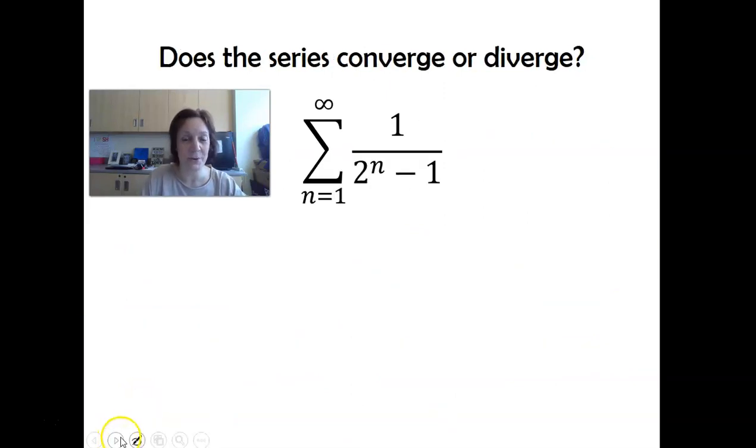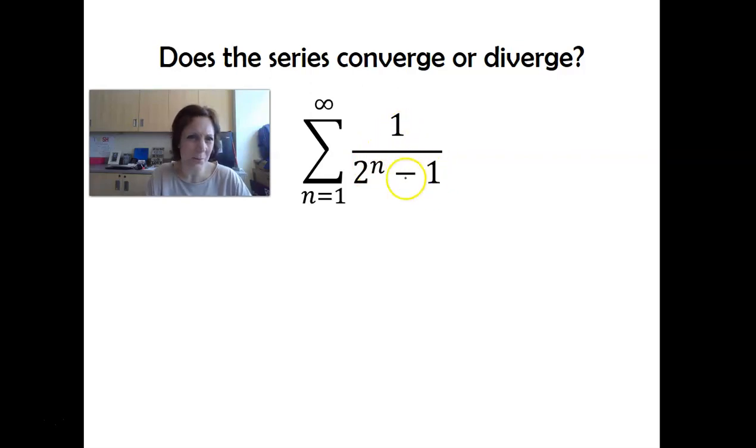Okay. Let's do another one. Does this series converge or diverge? 1 over 2 to the n minus 1. Let me tell you something. One of the things that I like to do before I do a series, before I do convergence, is kind of decide what I think is going to happen, right? It helps me.